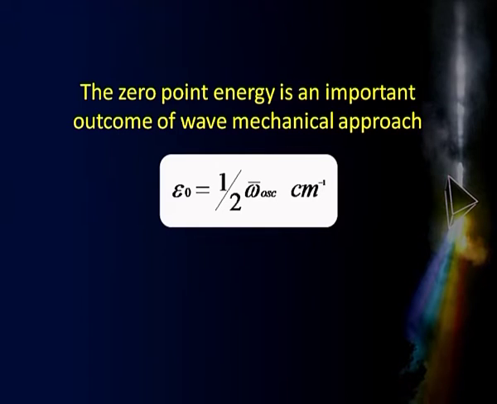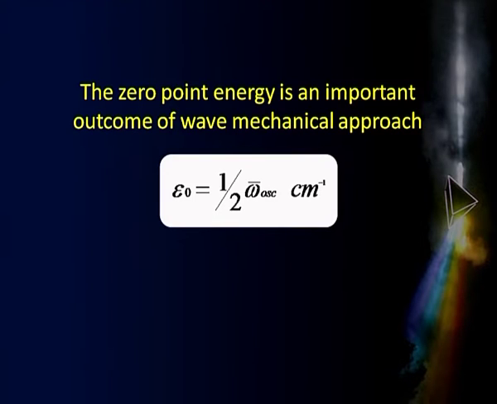Now, if I analyze this slightly more closely, you find a very interesting observation. When v is equal to 0, we find that E0, the ground state energy, happens to be 1 by 2 omega oscillation. This energy is called the zero point energy. This is a consequence of the wave mechanical approach to the vibrational motion, because classically speaking, a vibrating molecule may have zero energy, but quantum mechanically the molecule cannot have zero vibration energy. It has to have a certain minimum, and that minimum is 1 by 2 omega oscillation. Now, what does it mean?